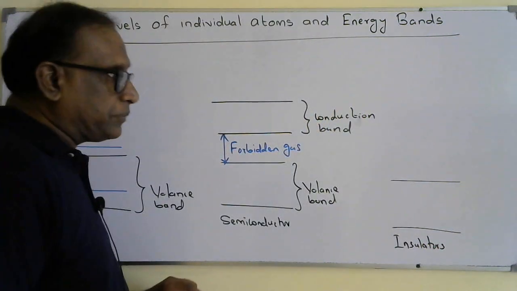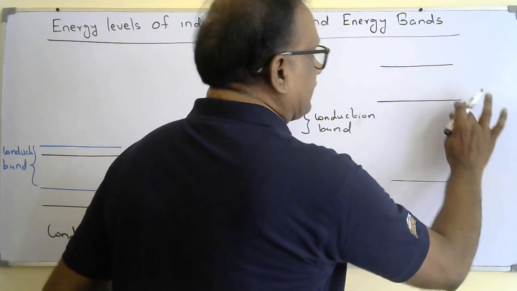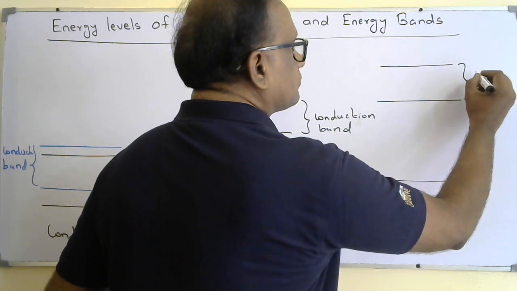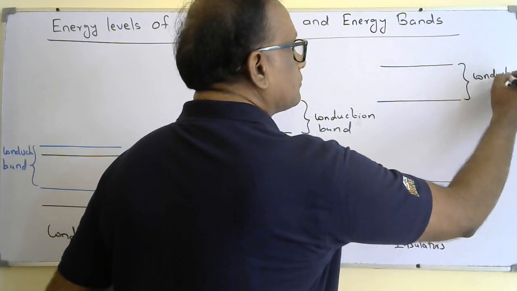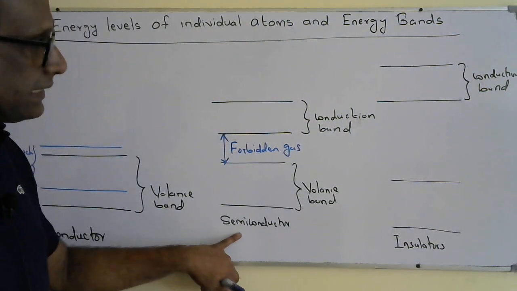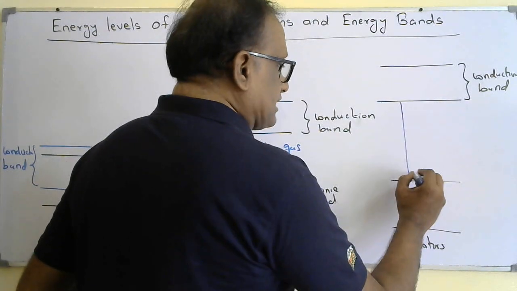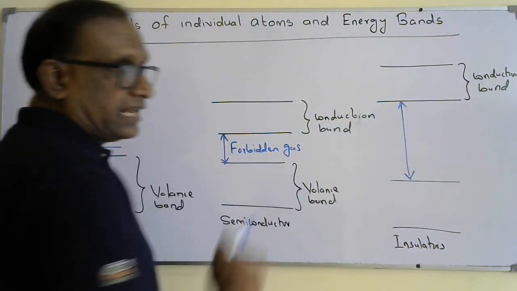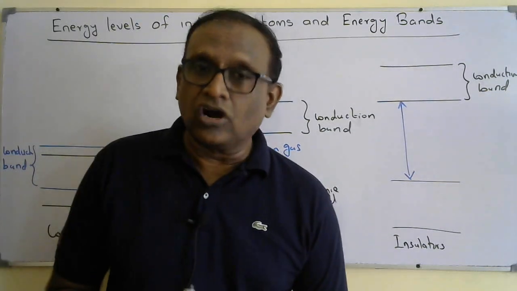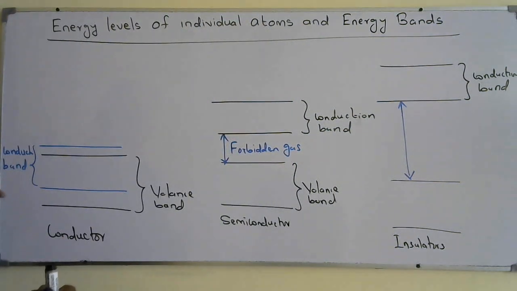But the gap between the valence band and conduction band is very large. So compared to a semiconductor, in insulators, the gap between the valence band and conduction band is very large. The valence band consists of all the valence electrons of the atoms and inner electrons also. Right, now we'll analyze separately.